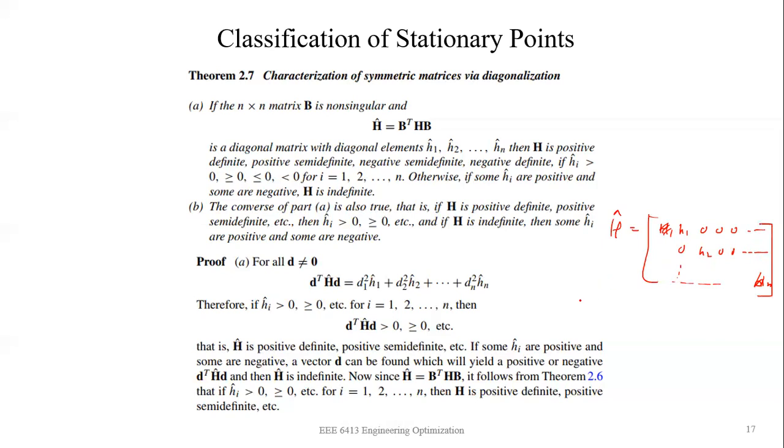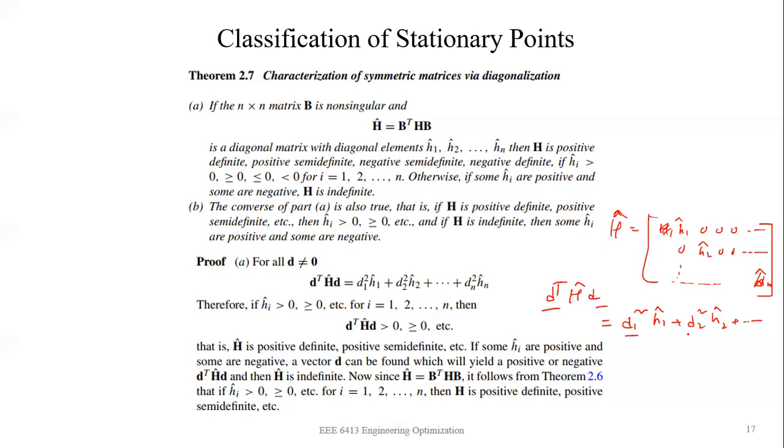Okay, so since we are multiplying with D transpose, H hat and D, D transpose and D is going to produce D1 square, D2 square, and only the diagonal factors are available. So it will give you D1 square H1 hat. Since this is H hat, all of the elements have to be H hat as well. So now D2 square H2 hat, and so on.